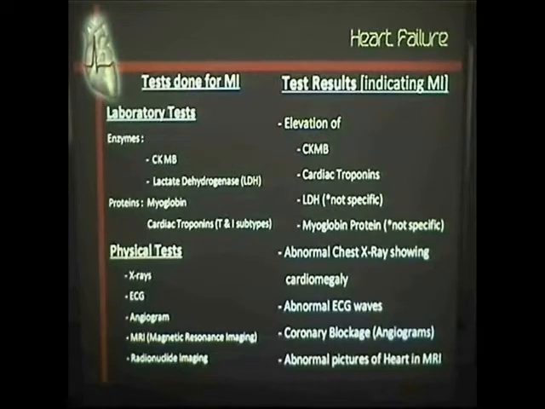Okay, now let's see the available tests for myocardial infarction. We group it into two, laboratory tests and physical tests. Under laboratory tests, we are testing for 4 main cardiac enzymes: CK-MB, LDH, myoglobin, and cardiac troponin. If the result shows elevation of these 4 enzymes, it indicates that myocardial infarction has occurred. Under physical tests, we can perform X-rays, ECG, angiogram, MRI, and radionuclide imaging. If the result shows abnormal chest X-ray, abnormal ECG, and angiogram shows coronary blockage and abnormal pictures of heart in MRI, all this indicates MI has occurred.